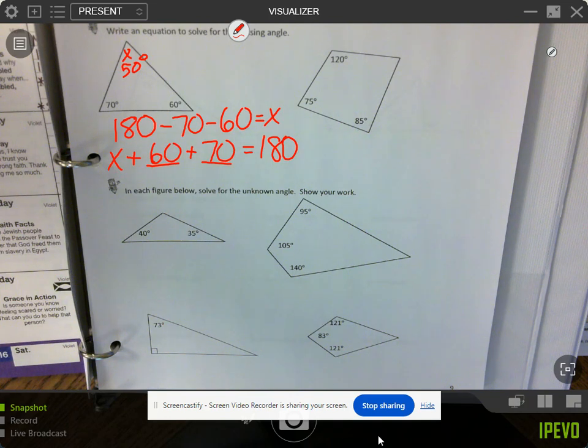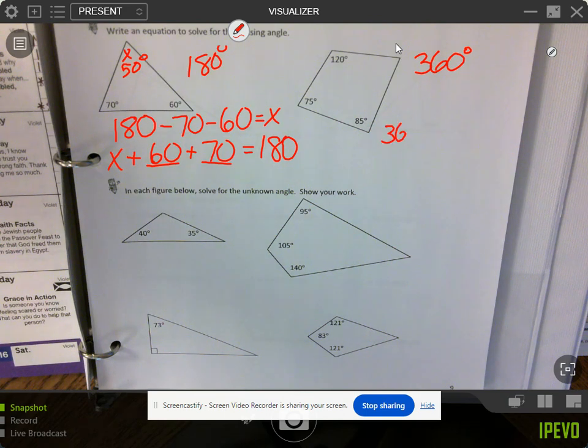Ava. For the second one, are you trying to add a 180 or 360? What shape is that? How many sides does it have? 4. So what shape is it if it has 4 sides? 360. It's a quadrilateral. Quadrilaterals always equal 360 degrees. So it's very important that you make note, 3 sides is a triangle, we have 180 degrees. 4 sides is a quadrilateral, it is 360 degrees. So what equation could I write? Melanie.